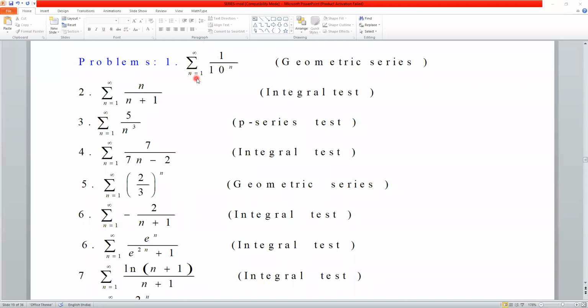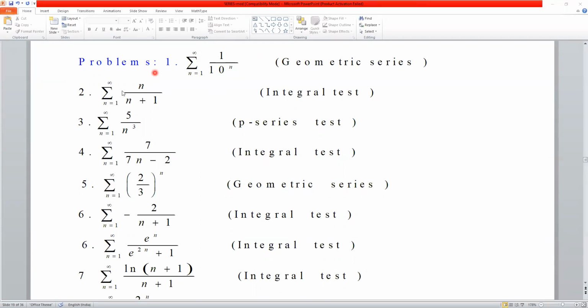First example, summation of n is equal to 1 to infinity 1 by 10 power n. It looks like a geometric series, with common ratio 1 by 10. 1 by 10 is less than 1. So the geometric series says that the series is convergent for mod r less than 1. Here r is equal to 1 by 10. So the series is a convergent series.